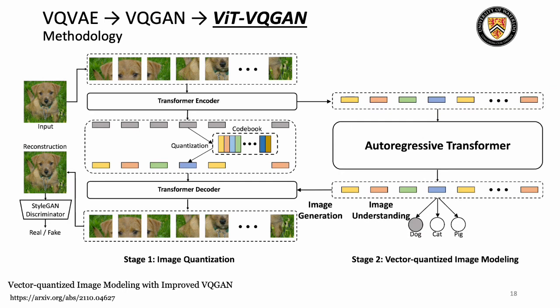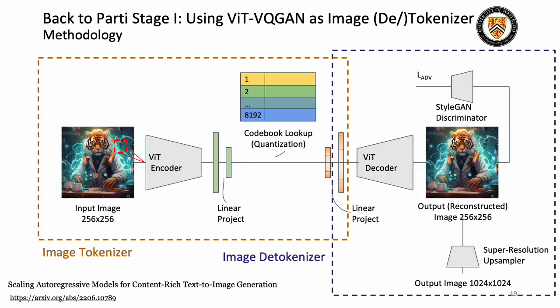This is the overall schematic in the ViT-VQGAN paper. It is similar to VQGAN, but only replacing the CNNs with transformer encoders and decoders. So now we're back to Parti stage 1. This is the overall schematic of the image tokenizer and detokenizer training with ViT-VQGAN.